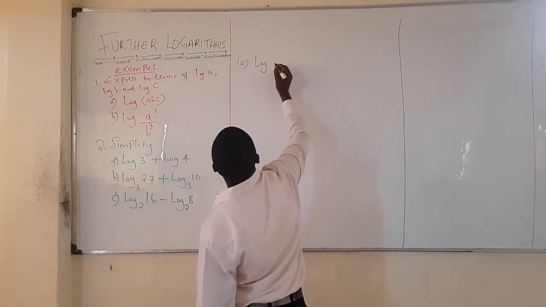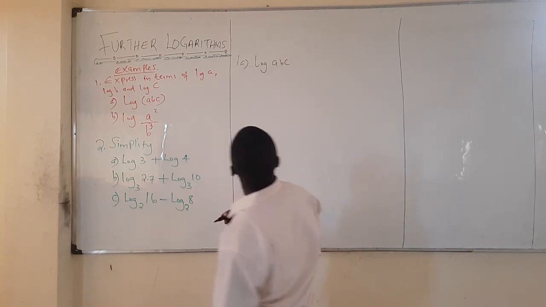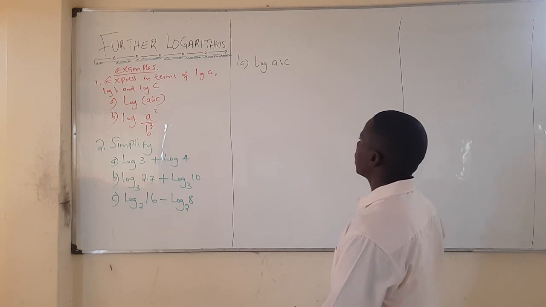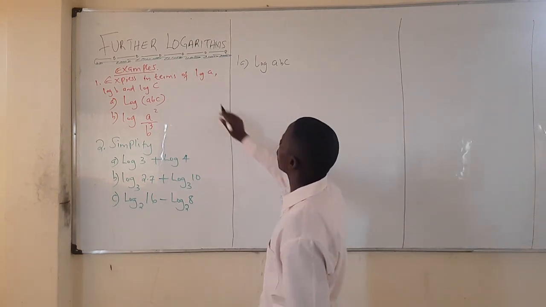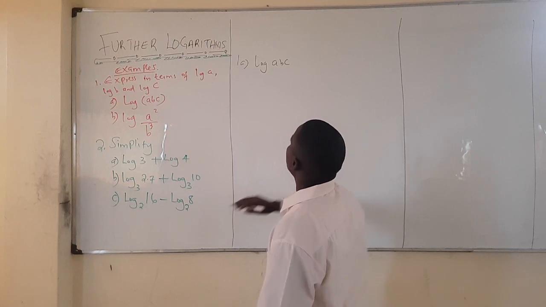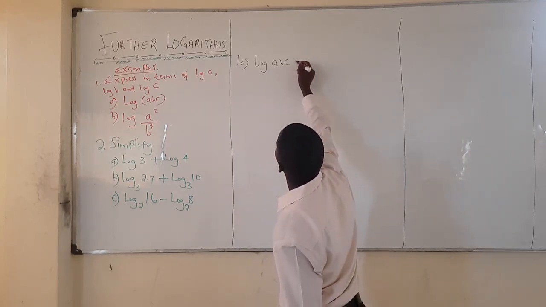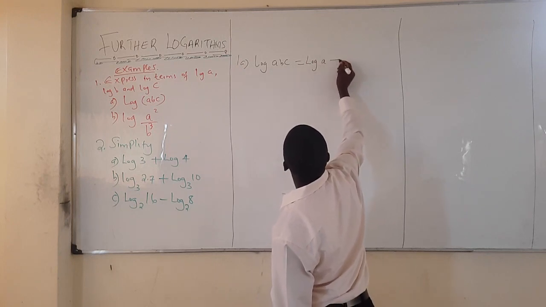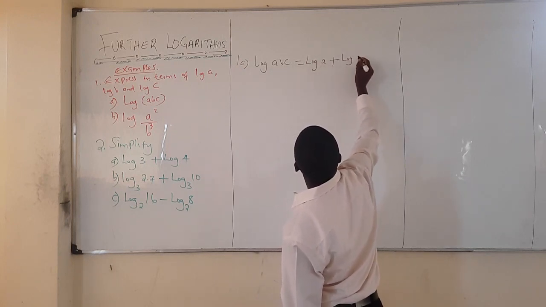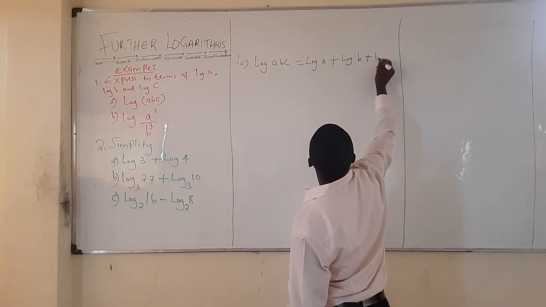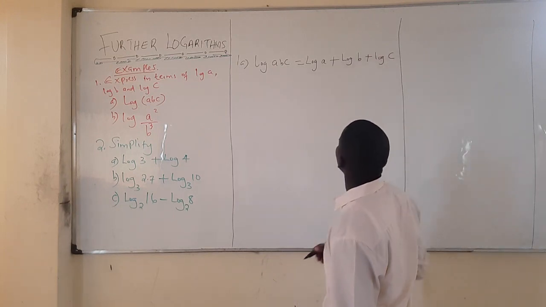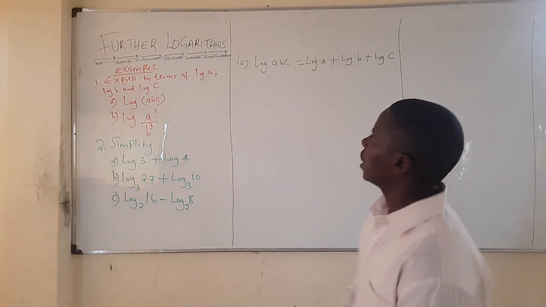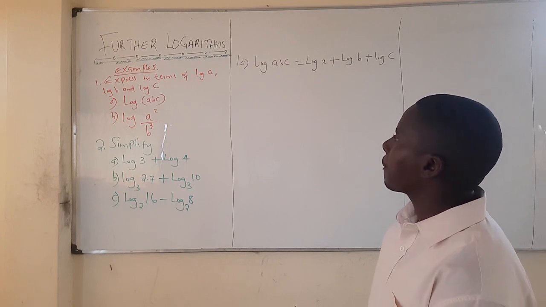Log abc. Using the first law, when you have a case like this one, you want to express in terms of log a, log b, and log c. This one is the product rule, and it is going to give us the log of a plus the log of b plus the log of c. And that one is done. Let's look at part b.